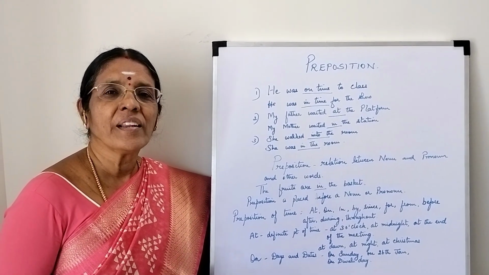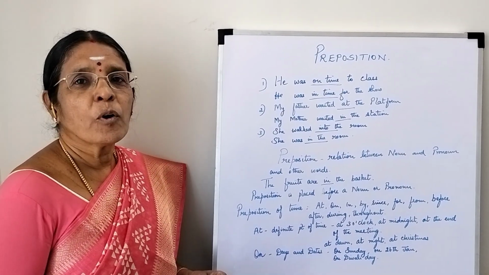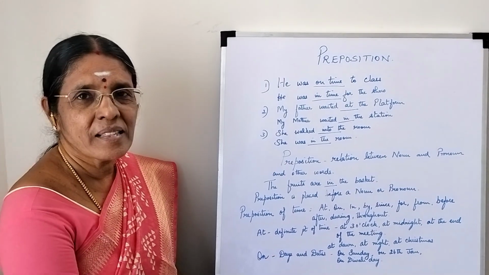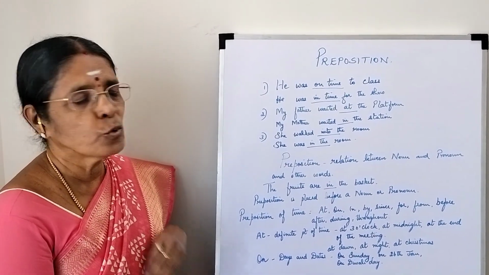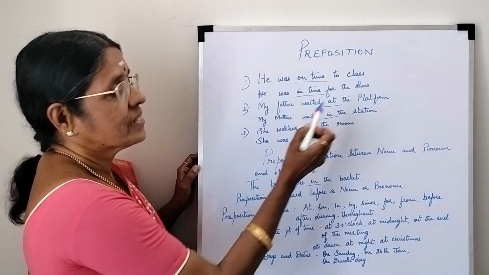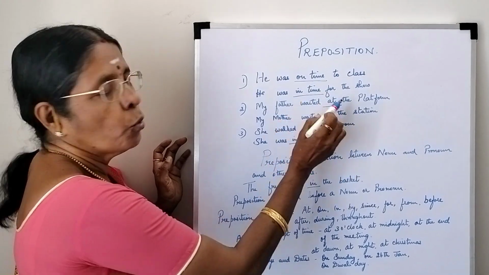So I've taken a very simple but very common topic, right? It's about prepositions. See, it's very tricky. Preposition by itself is very easy but very tricky in usage. For example, he was on time to class. He was in time for the show. What's the difference between both?